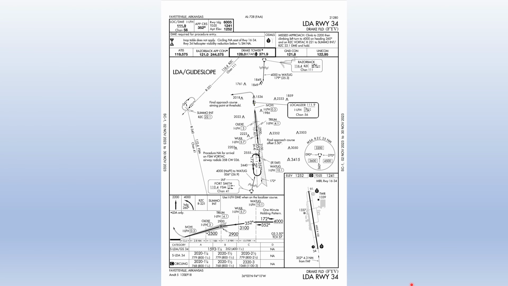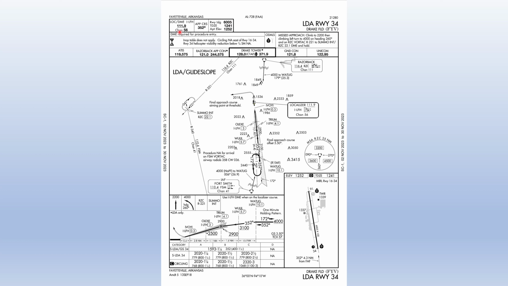All right, so let's take a detailed look at the approach plate here to make sure we're aware of everything we need to be aware of while we are preparing to fly this approach. We take a look at the top left-hand corner. It tells us it's in Fayetteville, Arkansas, so we verify that. It is the LDA to runway 34 at Drake Field. The FAA identifier is going to be Foxtrot Yankee Victor, and the ICAO identifier will be Kilo Foxtrot Yankee Victor.